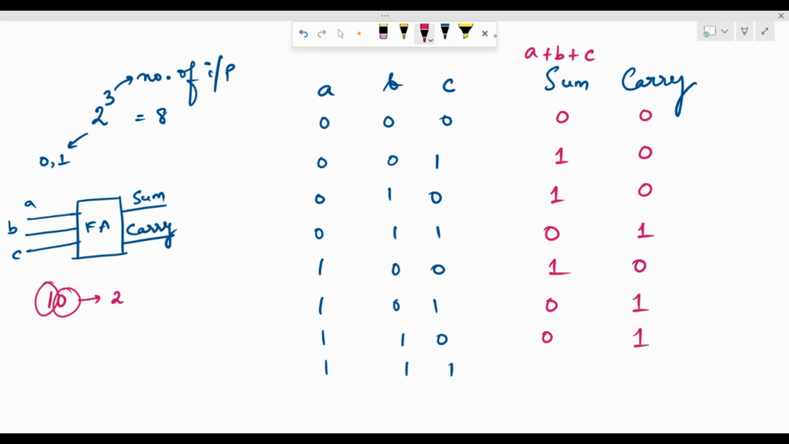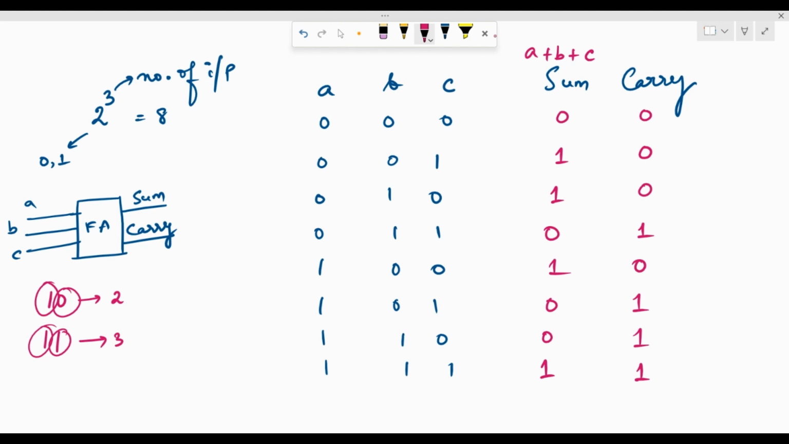This is 1 plus 1 plus 1, which is 3, and 3 in binary is 1, 1. So therefore, I'll have to put a 1 in the sum and 1 in the carry. The lower bit is going to go into the sum, and the upper bit is going to go into the carry. So this is the truth table for my full adder.